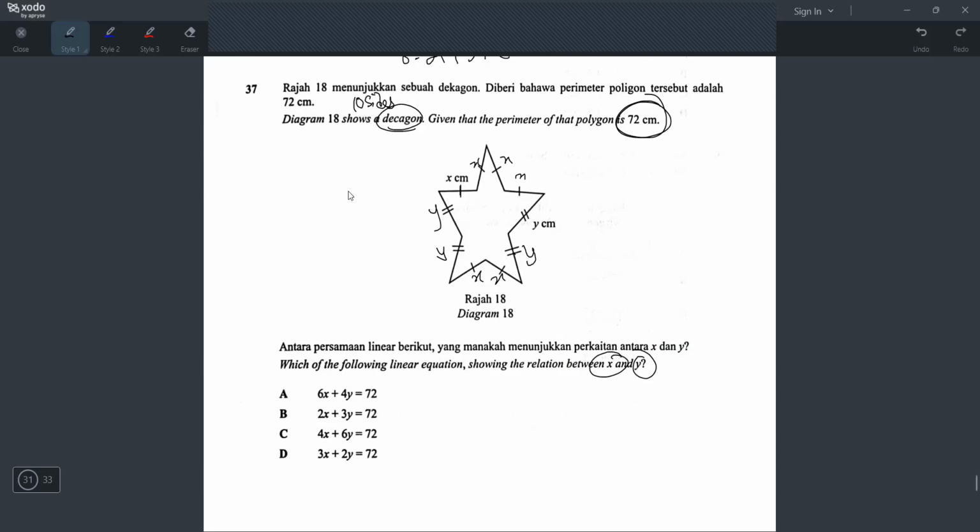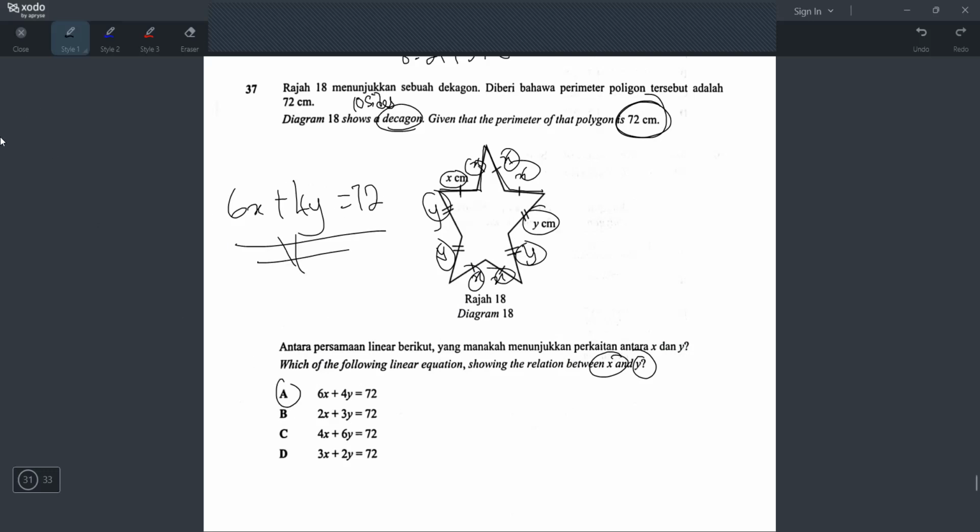Okay, so the perimeter is 72. And perimeter means you add all the outside punya length, right? So all the sides outside you add together. So x plus x plus x plus x. How many x? 1, 2, 3, 4, 5, 6. So it's actually 6x plus with how many y? 1, 2, 3, 4. So 6x plus 4y in total 10 sides, add together 72. So this is the answer.